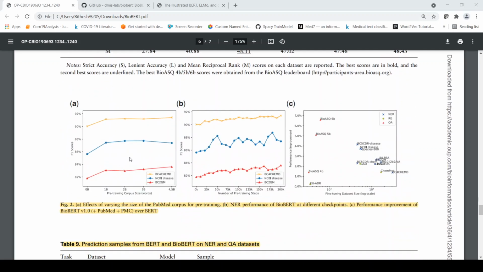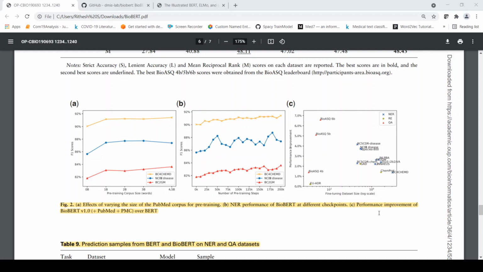Okay. So here they have done some analysis of the effects of varying the size of the PubMed corpus. So if you see, when you are changing the pre-training corpus size, your results also change on the downstream tasks, basically the NER performance. So if you look over here, the NER performance also changes, right? The F1 score changes. The results start improving when the corpus is at least 1 billion words, and saturate when the corpus is close to 4.5 billion words. Okay, these are the different checkpoints of the NER models and their results.